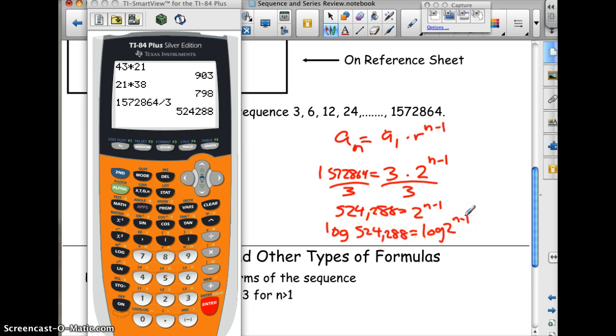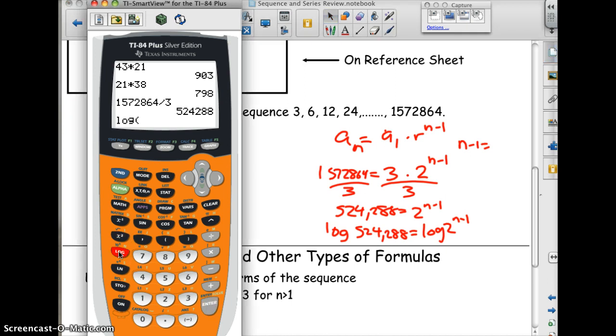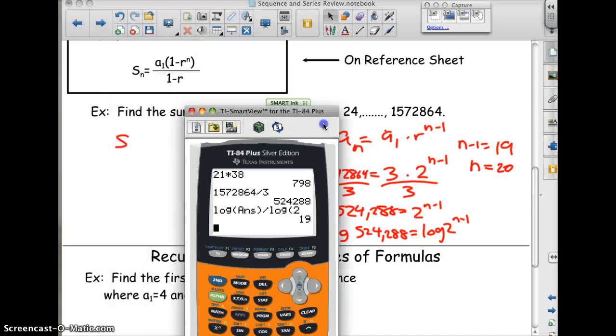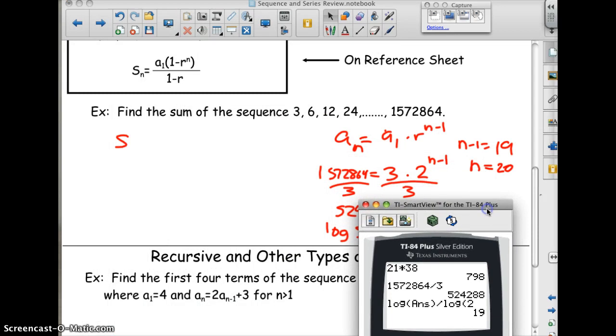And I'll use my power rule and bring that down in front. So I know n minus 1 needs to equal the log of my answer from before, divided by log 2. I get 19. So n minus 1 equals 19. I add 1 to both sides. I get n equals 20. Now that I know n is 20, I can proceed.